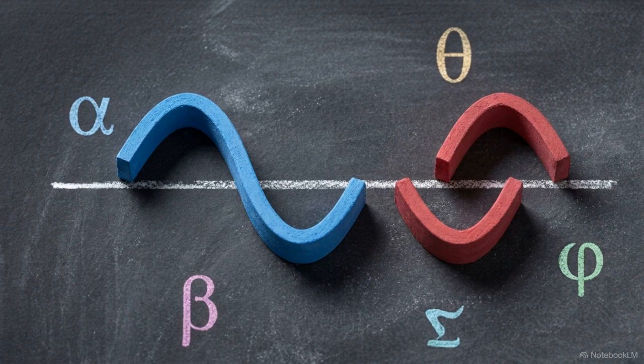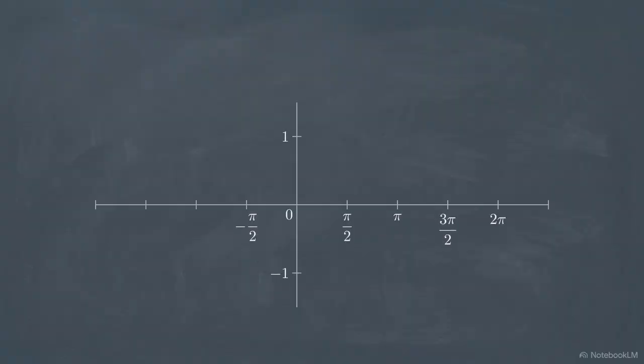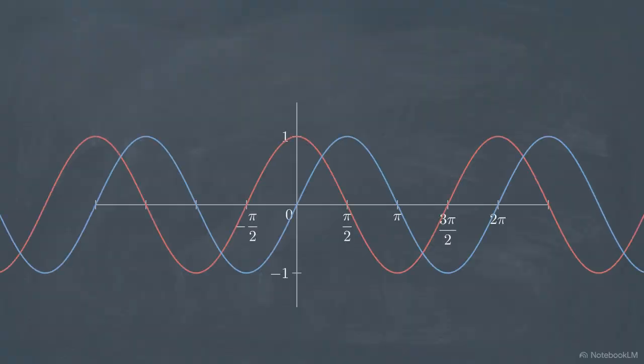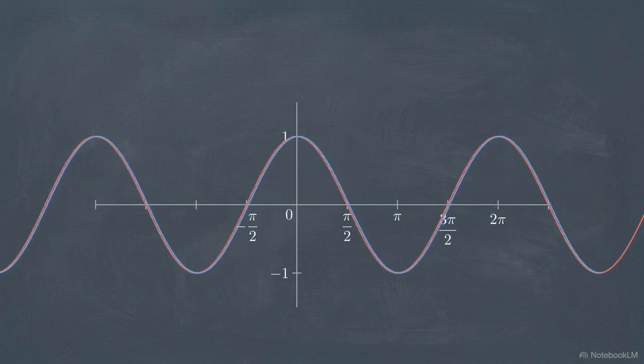We have to account for waves that begin their cycles at different starting positions. Look at this plot comparing a blue sine wave and a red cosine wave. Notice that their structural anatomies are identical. As the blue sine wave slides exactly 90 degrees to the left, it perfectly eclipses the cosine wave. The parameter controlling this horizontal offset is phi, known as the phase shift. It defines the specific starting angle of the waveform.